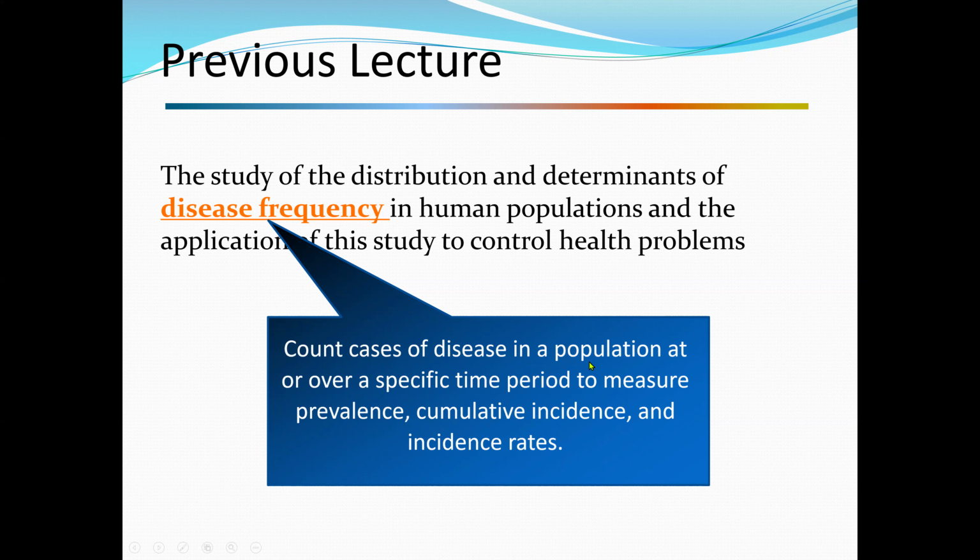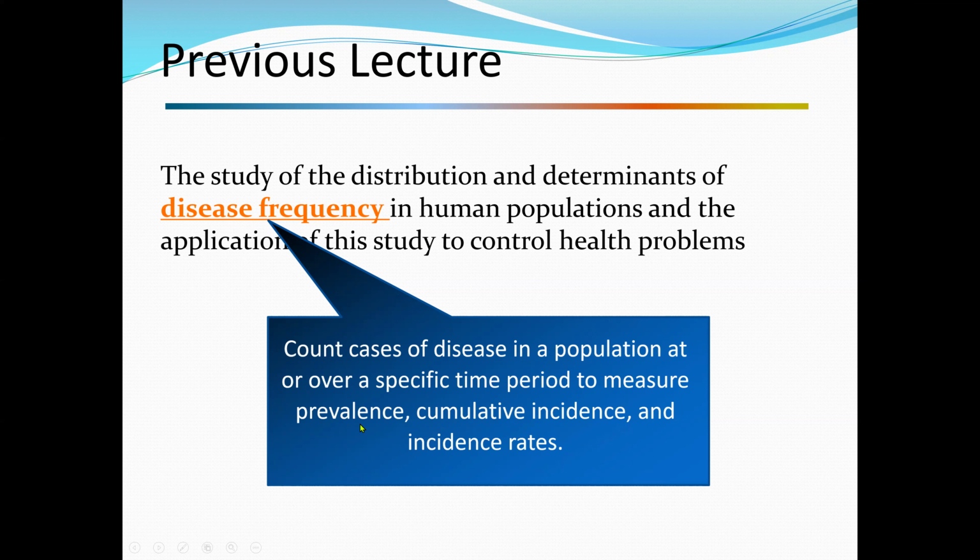In our previous lectures, we learned how to find the disease frequency, how to calculate it by finding the prevalence, incidence rate, or cumulative incidence. We learned about disease frequency, counting cases of disease in a population at or over a specific time period, and measuring the prevalence, cumulative incidence, and incidence rates.